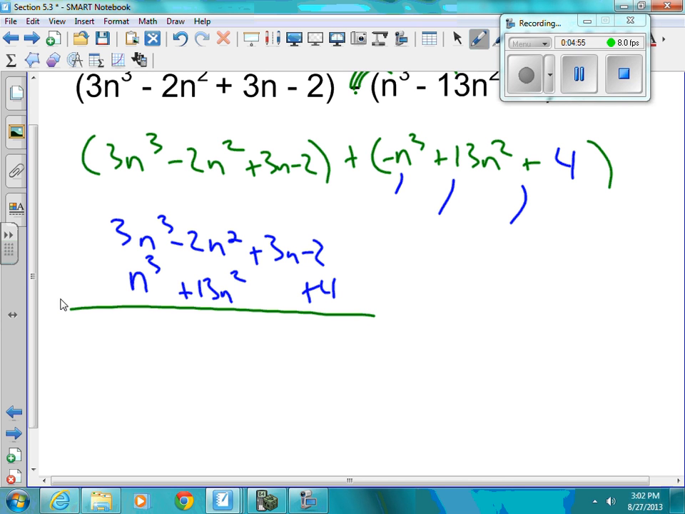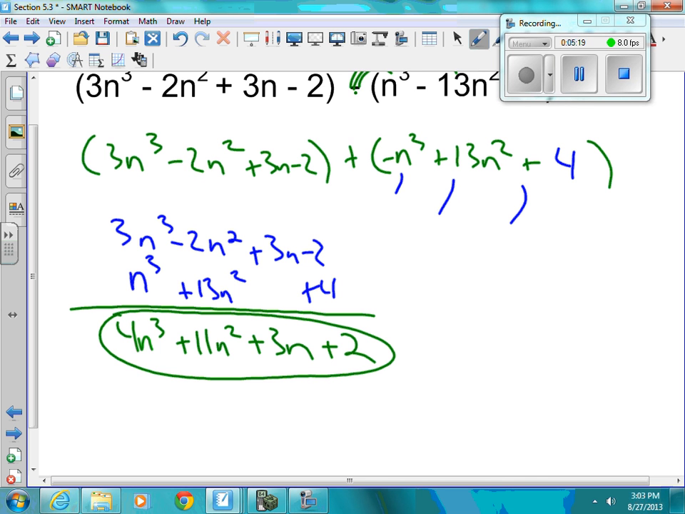3n cubed plus 1n cubed is 4n cubed. Negative 2n squared plus 13n squared is 11n squared. 3n has nothing underneath of it, nothing to combine, so we just say plus 3n. It's like adding 0. And negative 2 plus 4 is 2. And notice when I'm done, I want it to be in standard form.